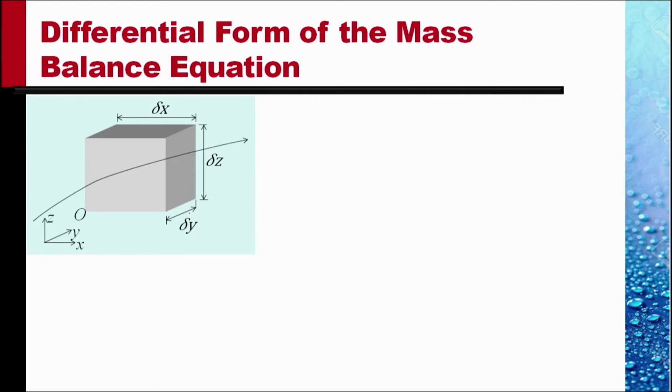All right. Let's now go to the differential form of the mass balance equation, the mass conservation equation. An equation that we can apply to every point of the flow field. For this purpose, we consider within a fluid a cubical fluid element or a cuboid fluid element of dimensions dx, dy and dz as shown. There is a velocity field with components Vx, Vy and Vz.